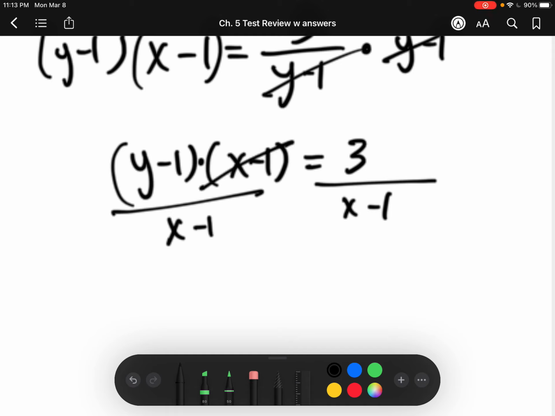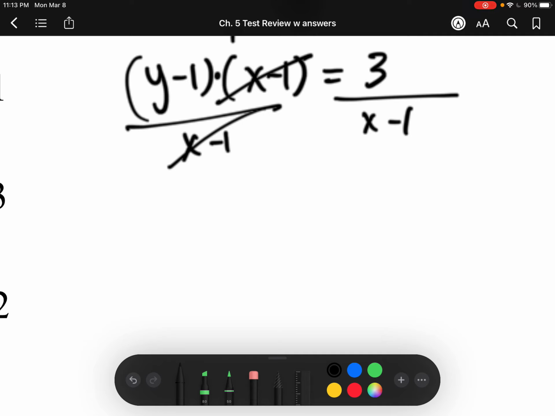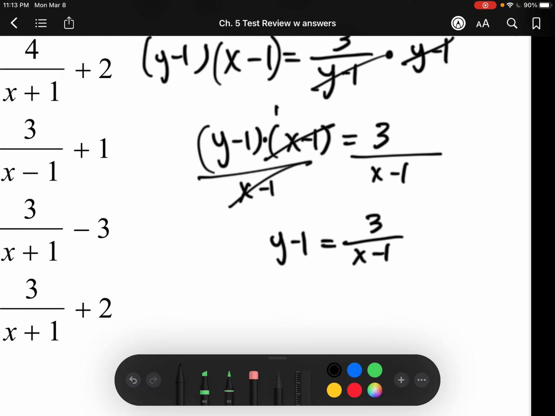On this side, it gets rid of the x minus 1 in our numerator, right? Because x minus 1 divided by x minus 1 is just 1. We're left over with y minus 1 times 1. So now we have y minus 1 is equal to 3 over x minus 1.